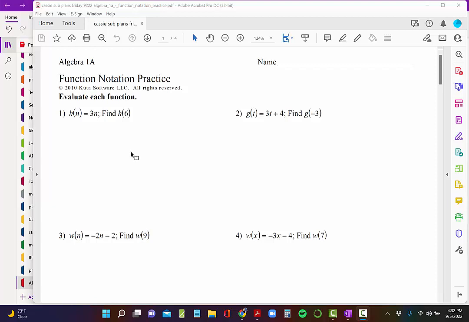All right, so first of all, let's look at number one. We want to evaluate each function. What does the word evaluate mean? The word evaluate means we want to find a number, we want to solve.